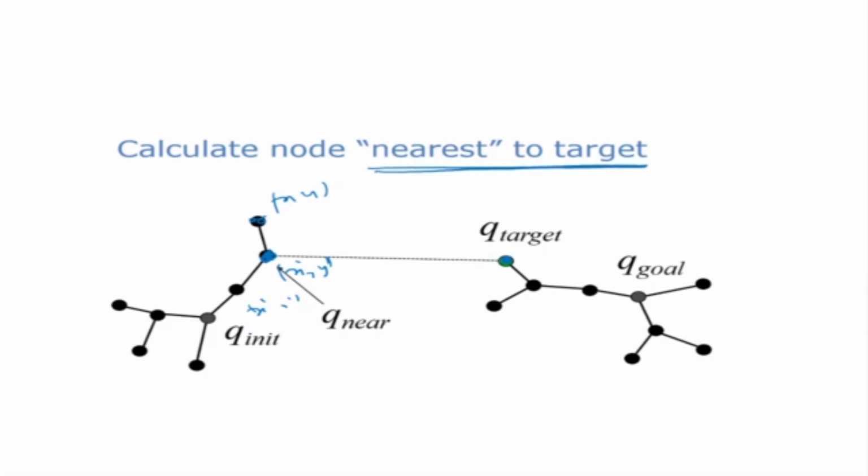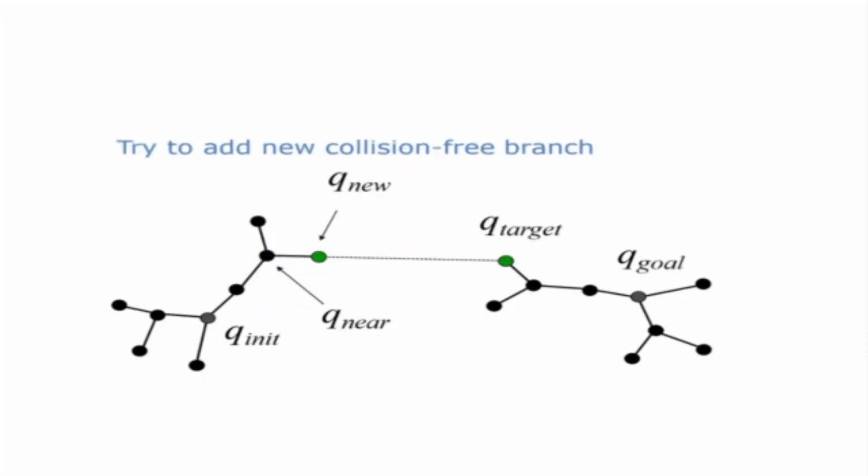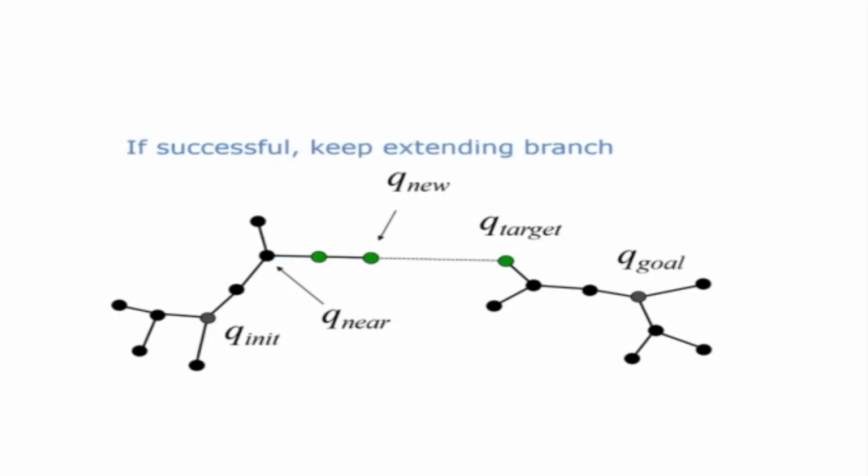From the target, this is my target, so I find the nearest node to the node. This is my Euclidean distance, which is the nearest to that. I'm going to connect to this tree. Now try to add new collision-free branches. So I have a Q new such that this is the collision-free branch which is connecting the Q target and the Q new, and Q new is connected to this one now. If this is successful, keep extending the branch.